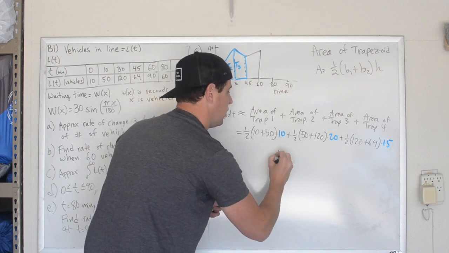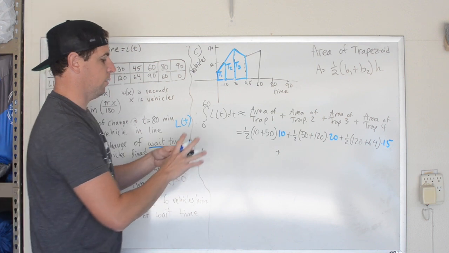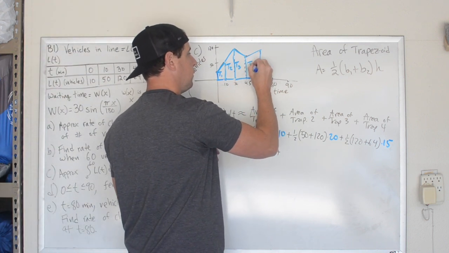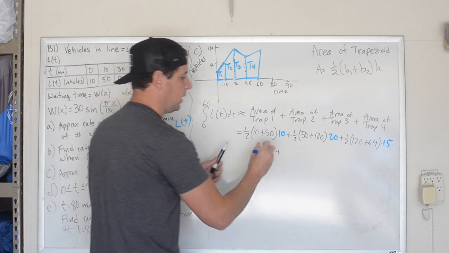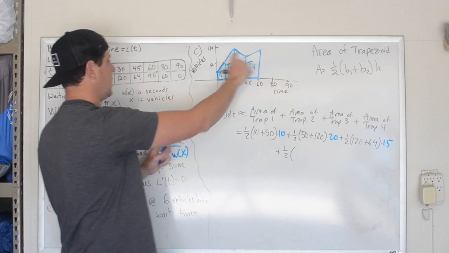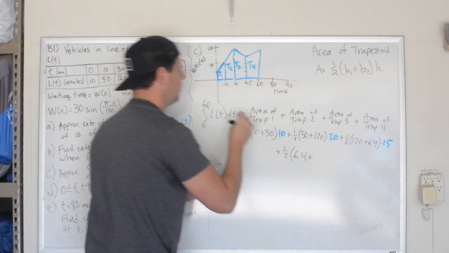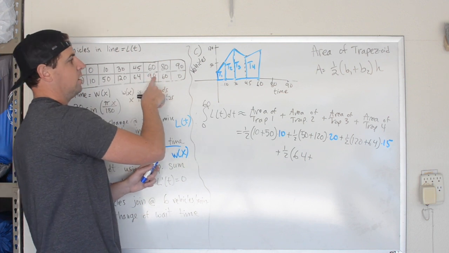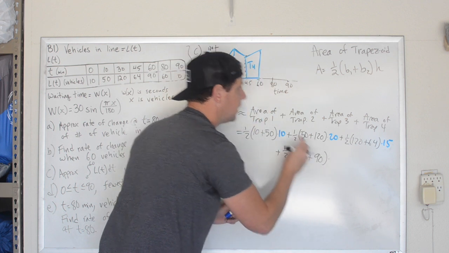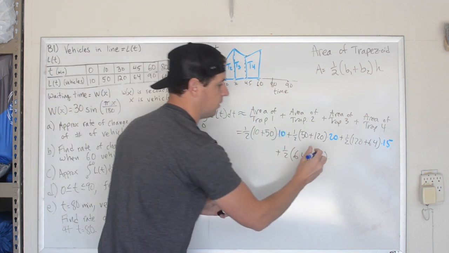Plus, we need one more trapezoid, so I can write it below because I'm out of room here. Trapezoid 4, T4, and again, that's going to be 1/2. This height here, which at 45 is 64, plus at 60 it is 90, that's this length here, is 90, times this base length here. This length here is 60 minus 45, which ends up being 15.